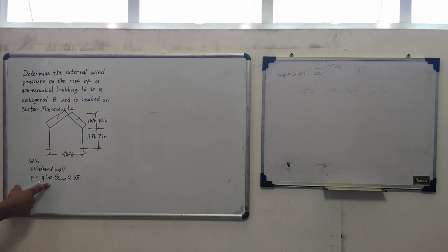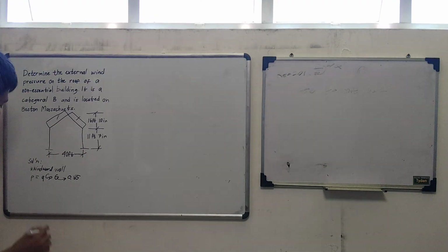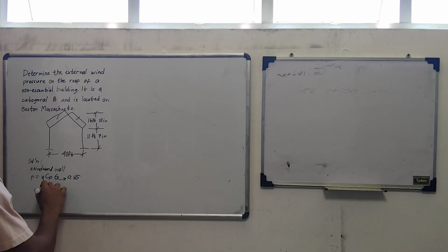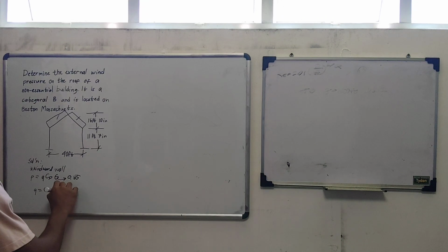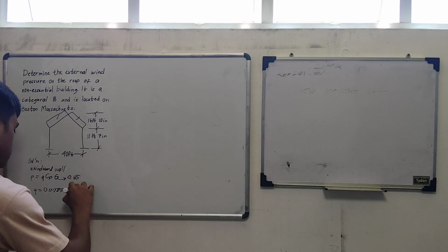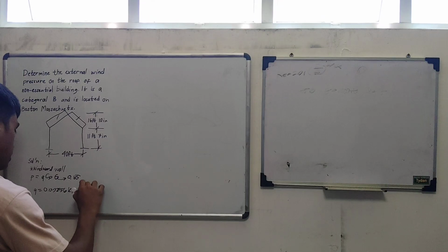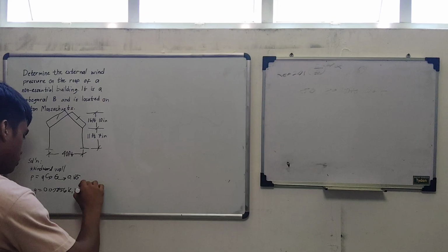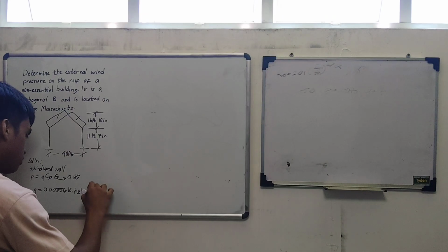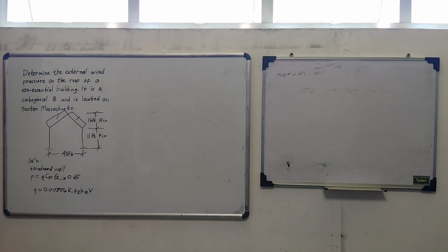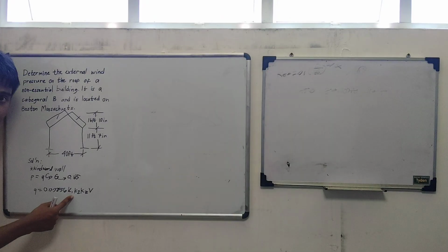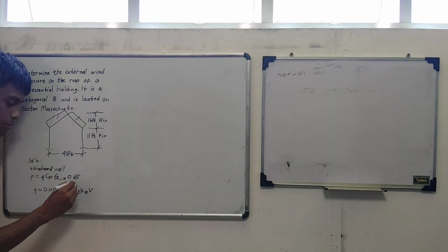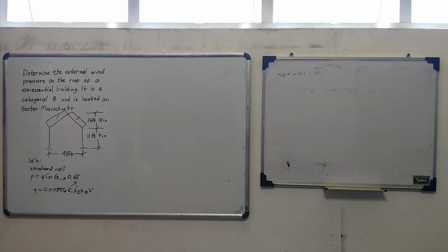Next one would be Cp, which we need to get from a table of values. And then q has its own formula as well, which is 0.00256. So let's start with this one. This is what the formula looks like, and we have V. For the first two coefficients, both of them have a value of 1.